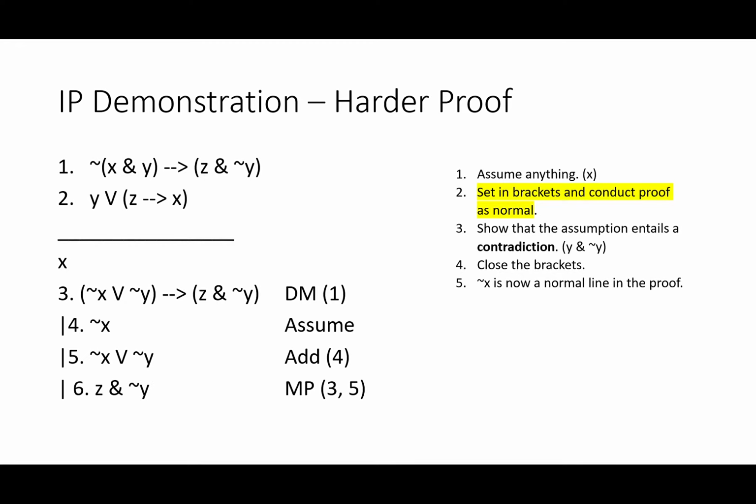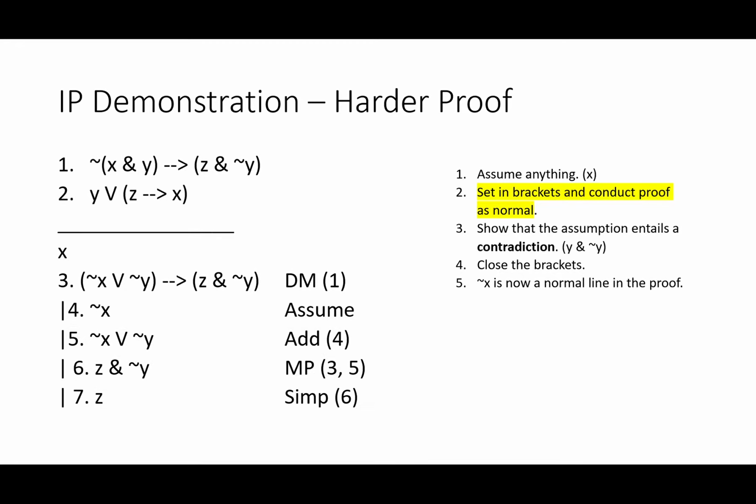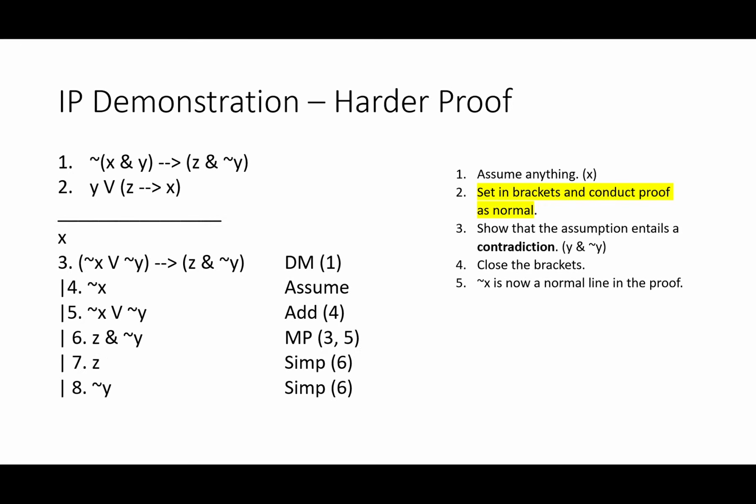Now modus ponens gets us z and not y, and simplification gets us z and not y separately. This is very much the conduct proof as normal part of our work here. But remember, any of these lines cannot end our proof, and they can't be cited outside of the brackets. We haven't proved that these things are entailed by the premises alone. They're entailed by a combination of the premises and the assumption of not x, which is going to end up proved false.